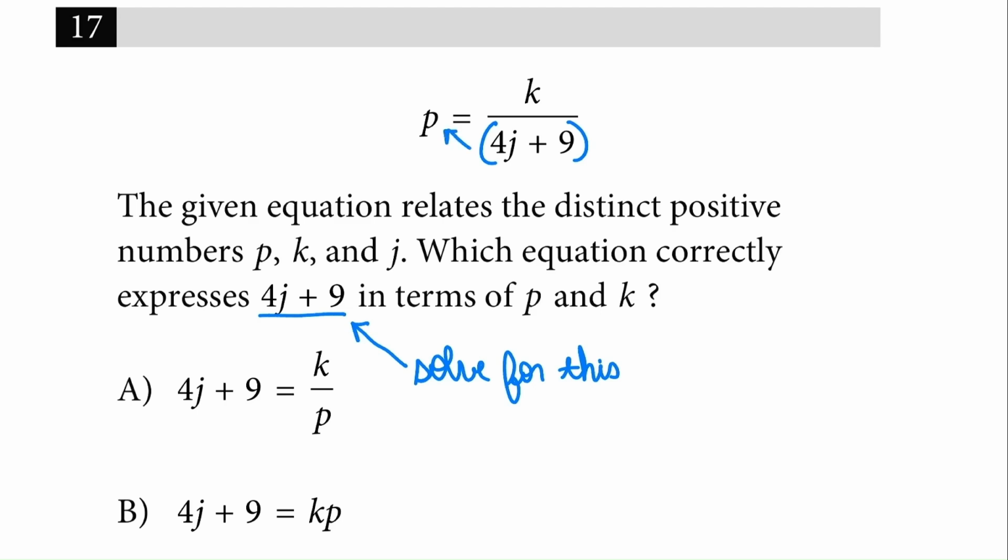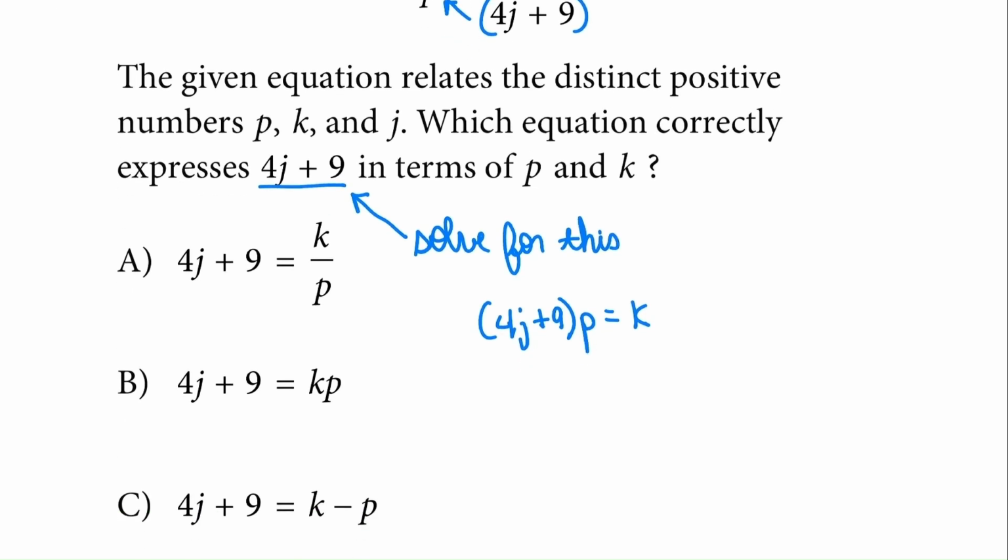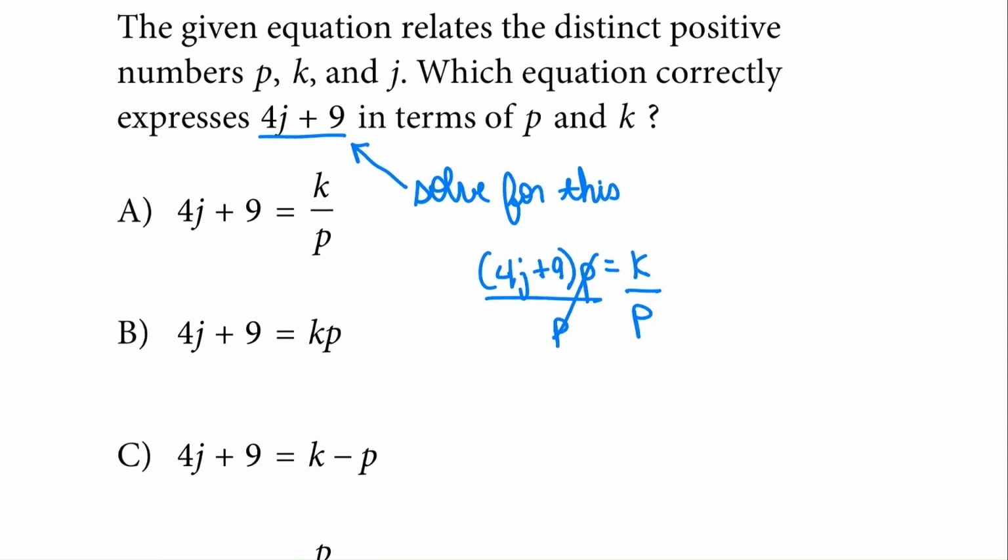So let's go ahead and cross multiply. We're going to get 4j plus 9, the whole quantity, times p equals k. And then we are going to divide both sides by p. So this is going to be answer A.